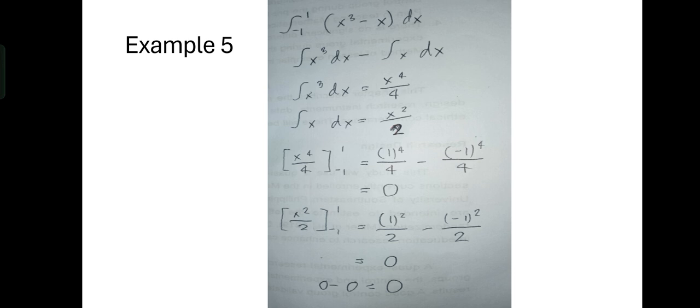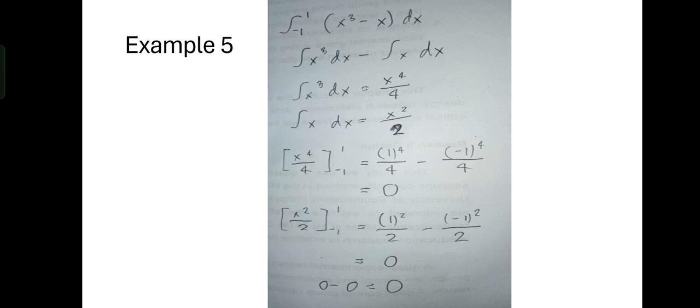So let's evaluate x raised to 4 over 4 from -1 to 1. We have here 1 raised to 4 over 4, because 1 is our upper limit, minus -1 raised to 4 over 4, because -1 is our lower limit. So 1/4 minus 1/4 is equal to 0.